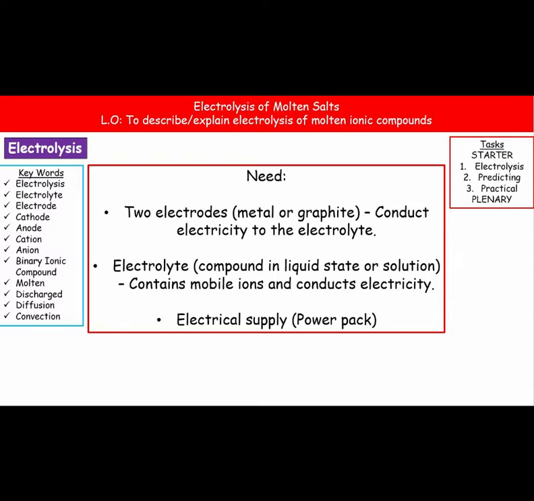The second thing is the electrolyte itself. Now, an electrolyte is a compound in a liquid state or a solution, and it contains mobile ions and conducts the electricity through itself. And the third and final thing we need is some kind of electrical supply, usually in the form of a power pack for us. Again, make sure you've got those 3 key points written down.